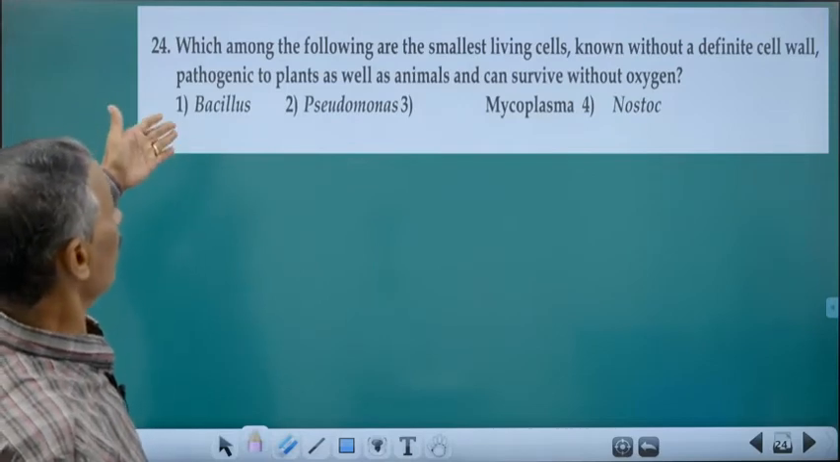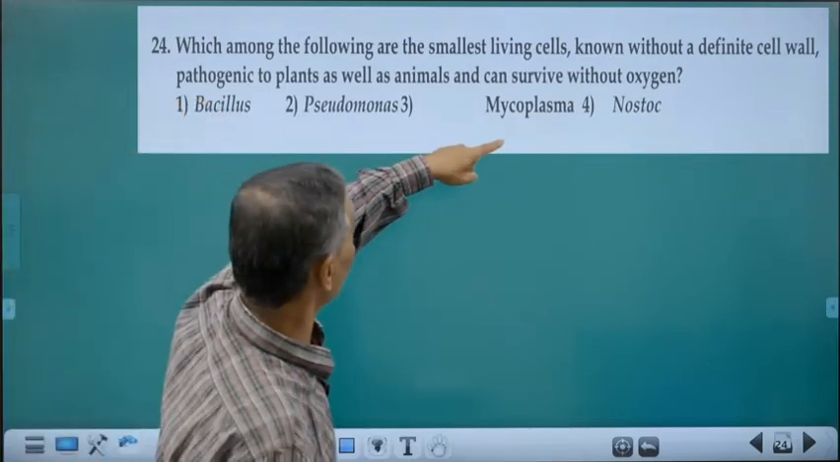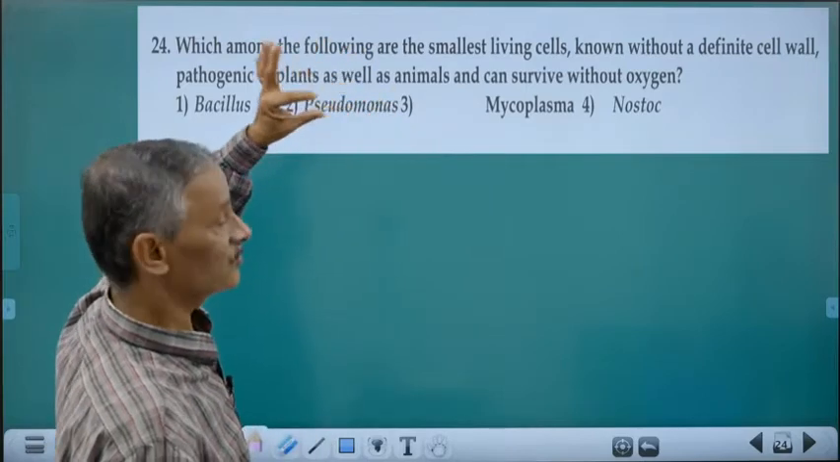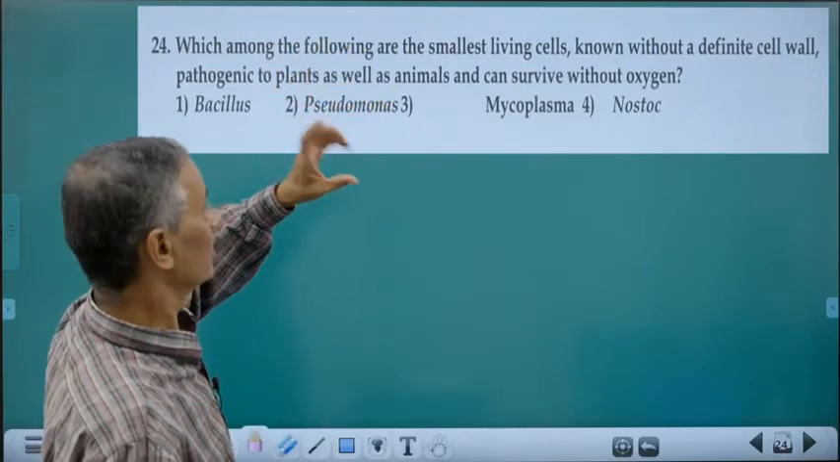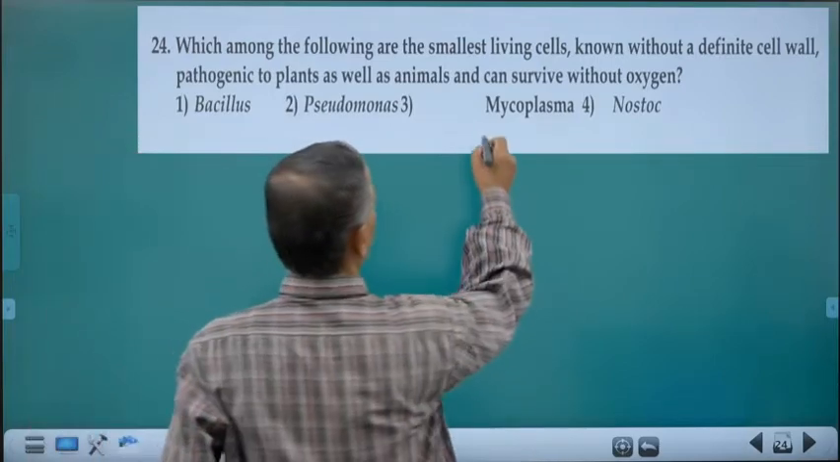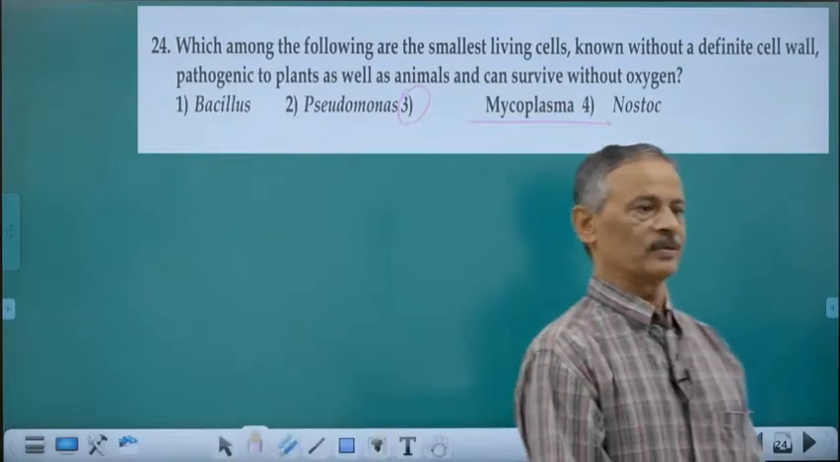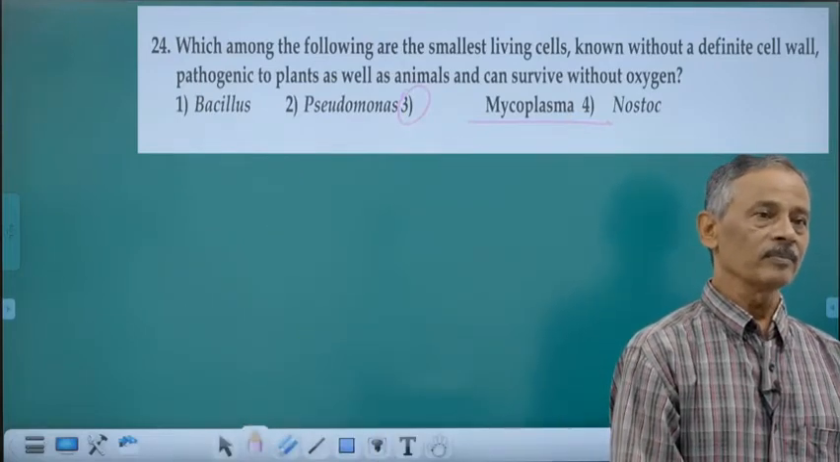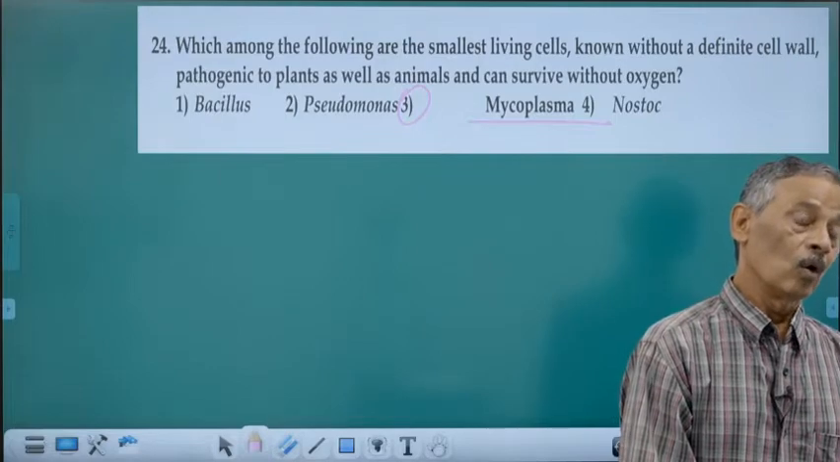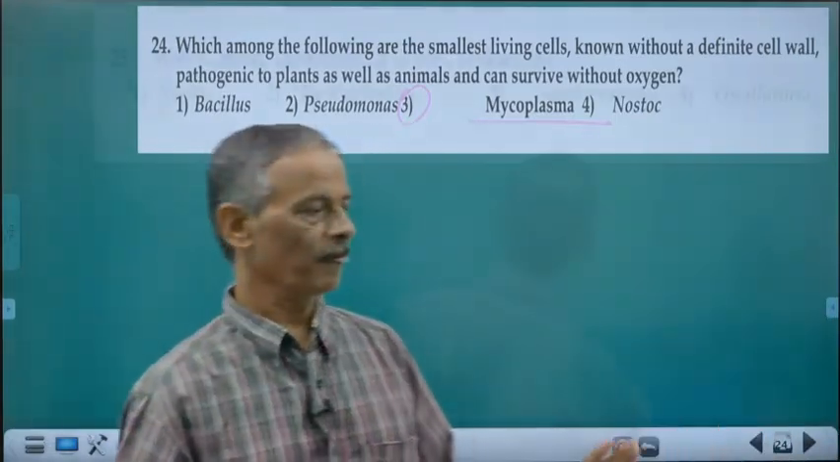Which among the following are the smallest living cells known without a definite cell wall? The smallest living cell with cellular organization is PPLO or mycoplasma. They are the smallest among the organized cell structures. Okay.